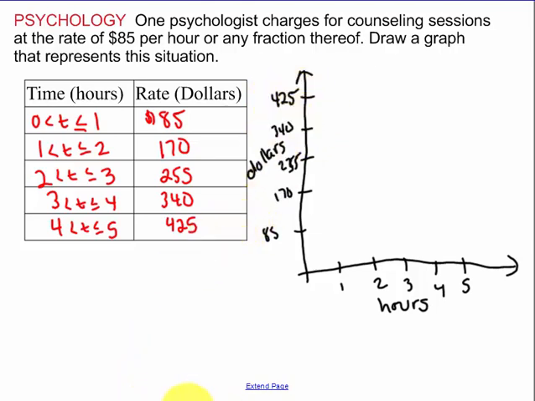Okay, now graph that. So anywhere from 0 to 1 hour, notice the filled-in hole, we're at $85. Then here, even a minute over, we jump up over here. Okay, so that's what that graph would look like.